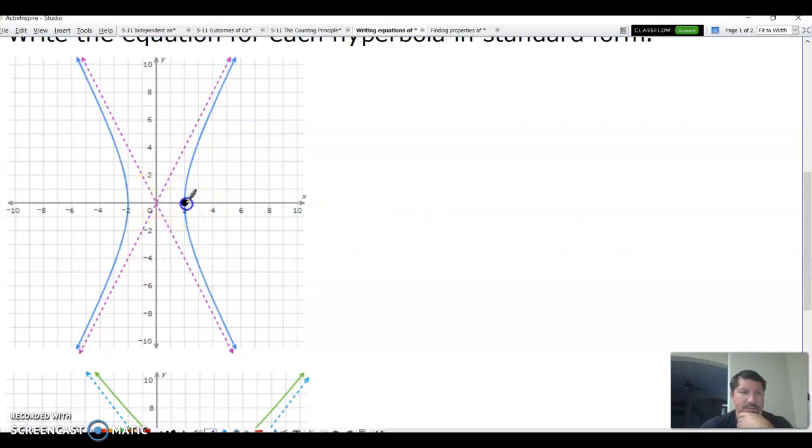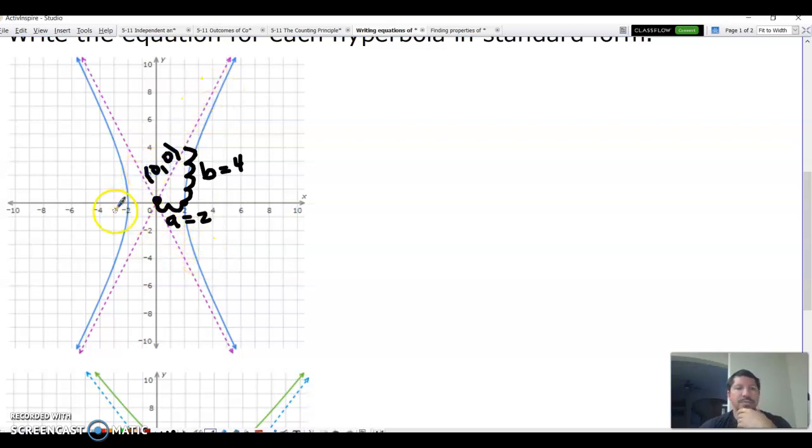Since there's a vertex at 1, 2, that's A. The distance from here to the asymptote is B. So that's 1, 2, 3, 4. Right, so A is 2, B is 4. My center is at 0, 0.